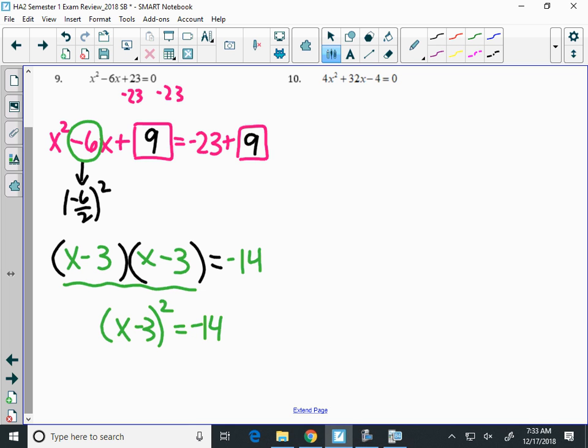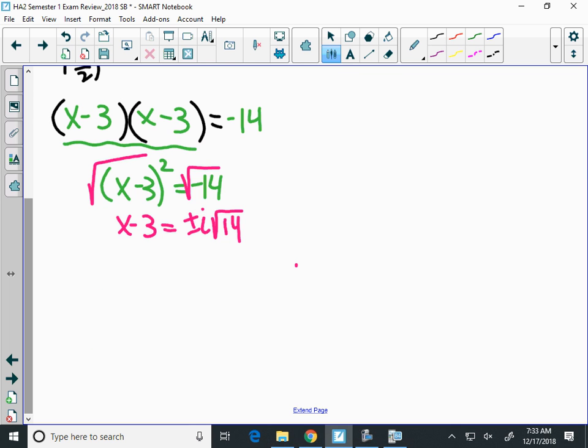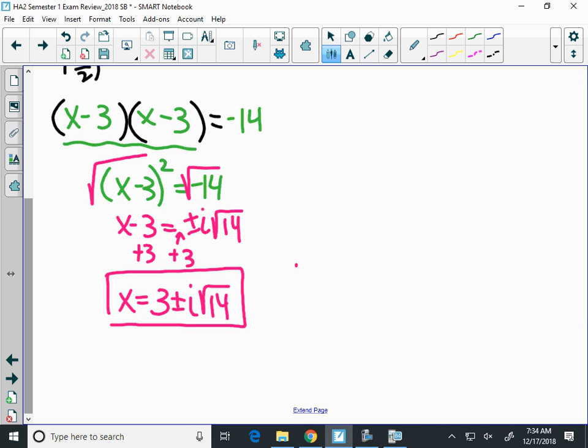Now, all we have to do is take the square root. So I'd have x minus 3 equals, in front of my square root is plus or minus. Now, since I have a negative under the radical, I can simplify the square root of negative 14 to be i radical 14. And all you have to do now is add 3 to both sides. When you add 3, it goes in front of the plus or minus, which is 3 plus or minus i radical 14. And those are your two solutions. You don't have to do any more work other than that for this problem.